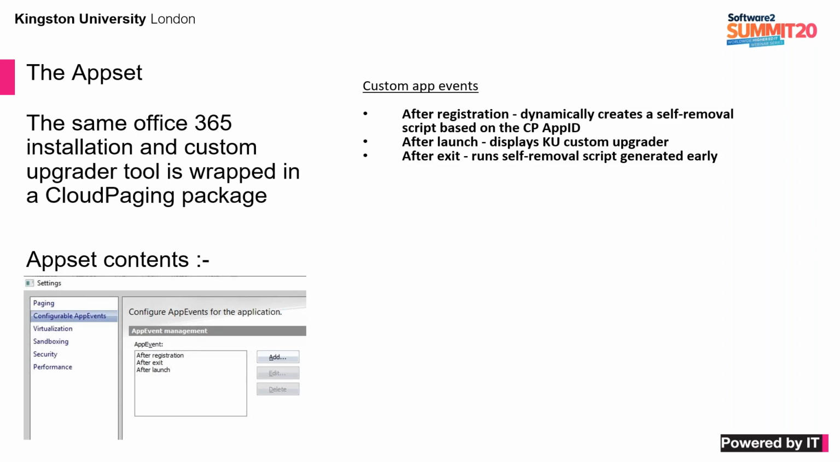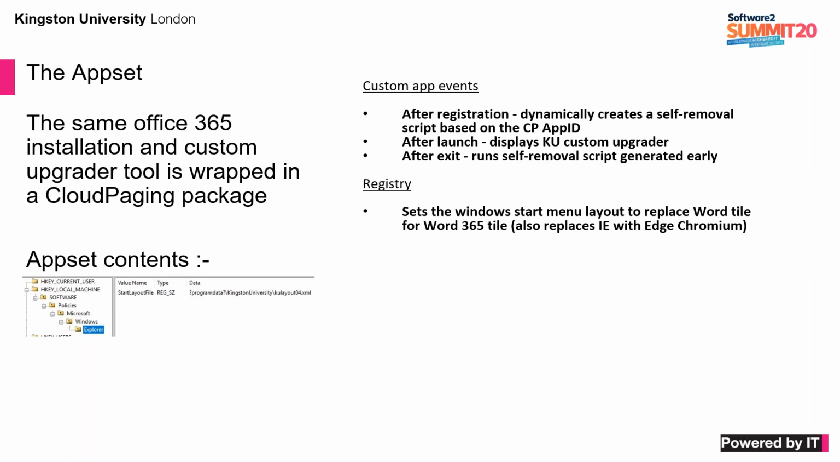A number of custom app events. So the first one, after registration, it creates a dynamic script based on the application ID in Cloudpaging that allows us to unregister itself and remove it from the Cloudpaging player once it's done its work. The after launch runs our custom upgrader, same thing as we were planning on using on-premise with some minor modifications that we'll see in a minute. And then an after exit script that removes itself from the Cloudpaging player, so cleans up after we're done. So after the upgrade to Office 365 is done, we remove any trace of our Office 365 upgrader.